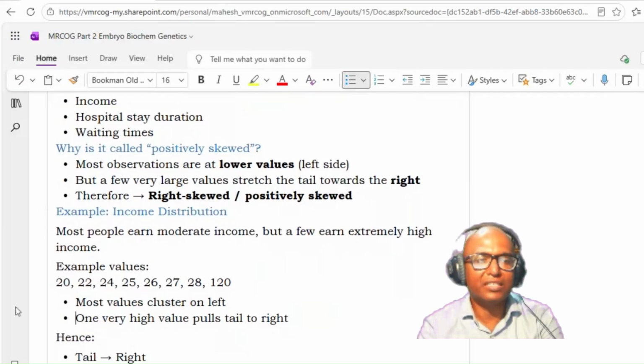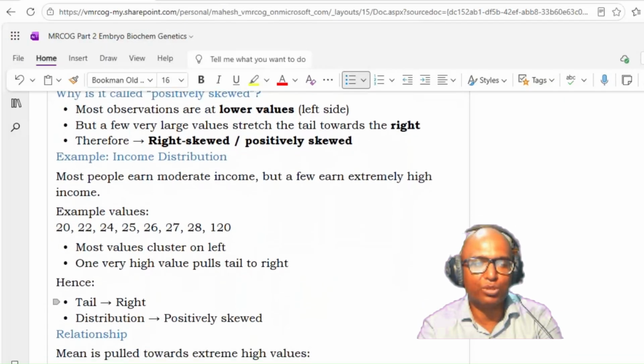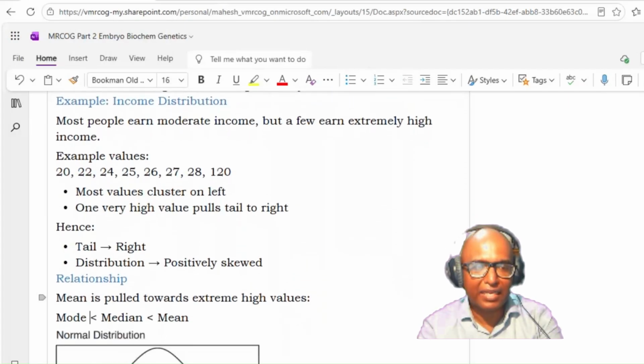Suppose these are the values which are given. Most of the values you see here, but there is only one value, 120. That is pulling the tail towards 120. So it is positively skewed. Most values cluster on the left, but only one high value pulls the tail to the right. So the distribution becomes positively skewed. The mean is pulled towards the extreme high, so mode is less than the median and median is less than the mean. So the mean becomes the highest here.